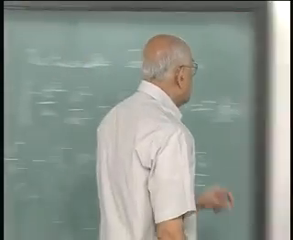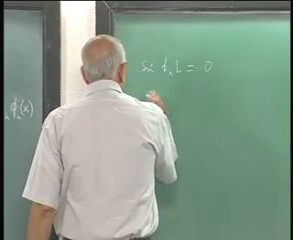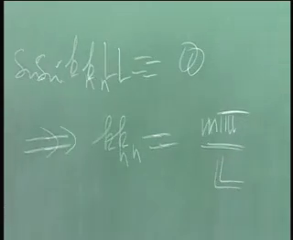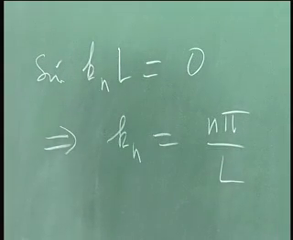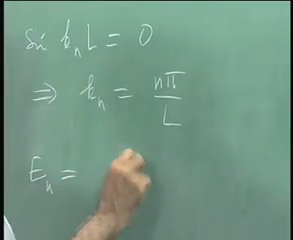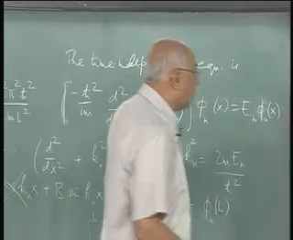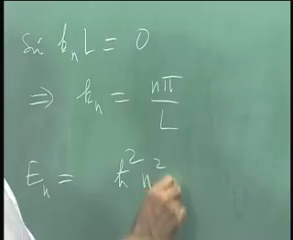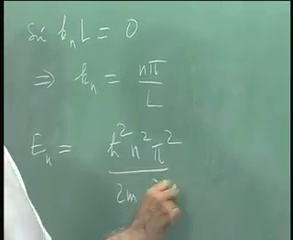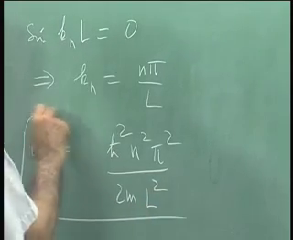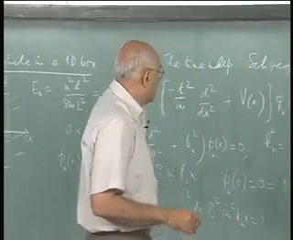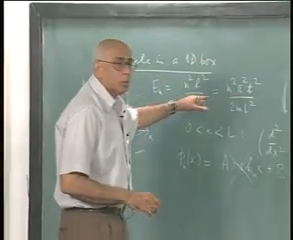So that says that sin k_n L equals 0, which implies that k_n equals n pi over L. Therefore, if you put this in, you immediately get E_n equal to h cross squared k_n squared over 2m, which is n squared pi squared h cross squared over 2m L squared. So indeed these are the exact energy levels, which we got also by this Bohr quantization rule.